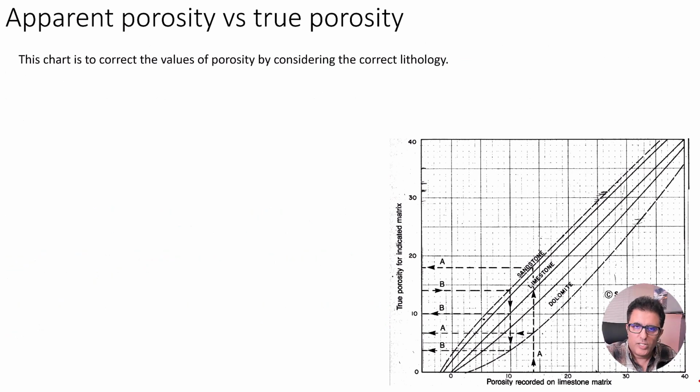One chart has been developed by Schlumberger in order to correct the estimates of the porosity by considering the correct lithology. So what you see here over the horizontal axis is written porosity recorded on limestone matrix, which means the porosity based on the default assumption that lithology is limestone. And on the vertical axis, you see it is written true porosity.